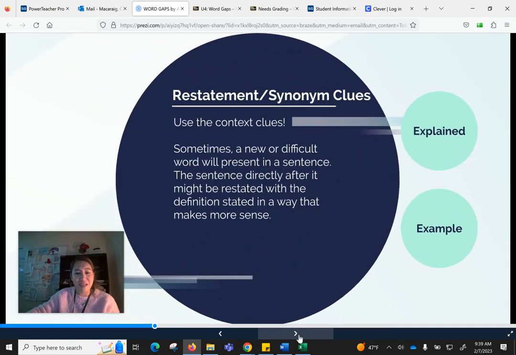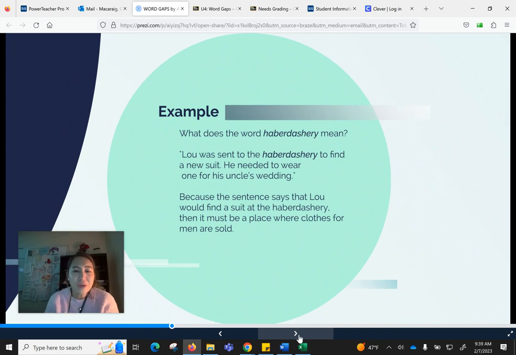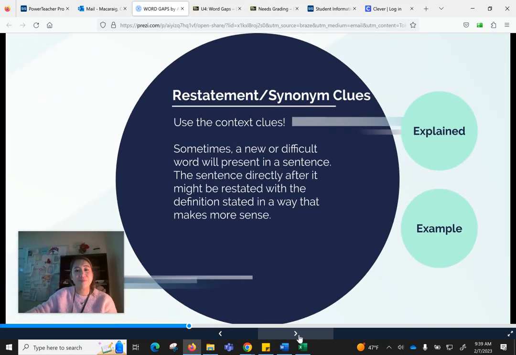Let's look at the example. What does the word haberdashery mean? Lou was sent to the haberdashery to find a new suit. He needed to wear one for his uncle's wedding. Because the sentence says that Lou would find a new suit at the haberdashery, then that must be a place where clothes or men's clothes are sold. So what was my clue here? The words new suit that he needs to wear for the wedding. So it gave me the idea, oh, so haberdashery is a place for men's clothes, okay?